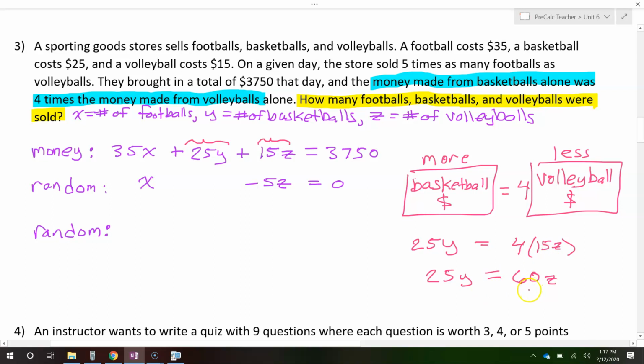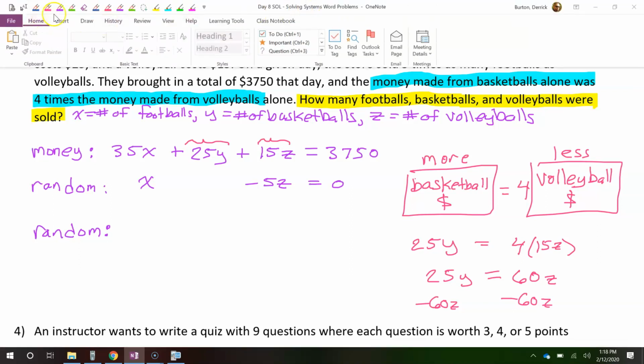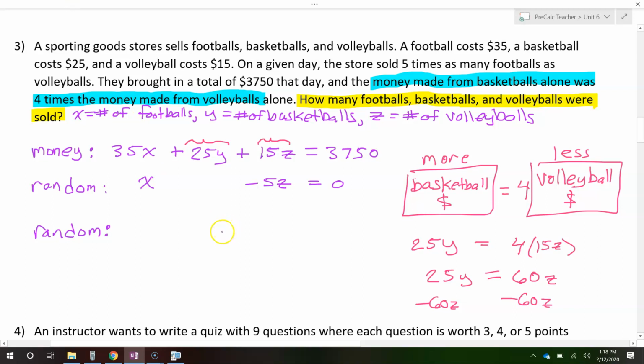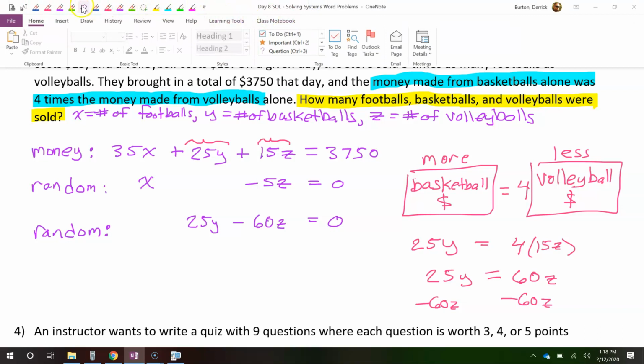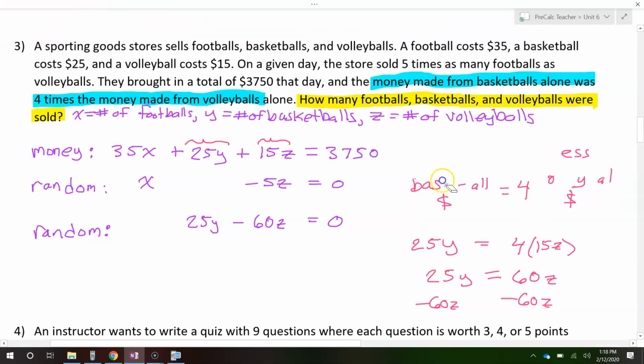So this is going to be 60z. If I rearrange this in standard form, I'm going to wind up subtracting 60z from both sides. So this is going to give me 25y minus 60z is equal to 0. All right, so let's follow through and actually solve this one using matrices.